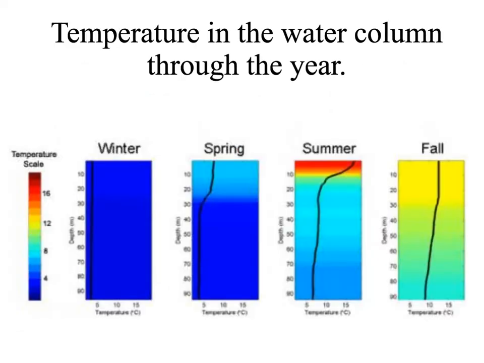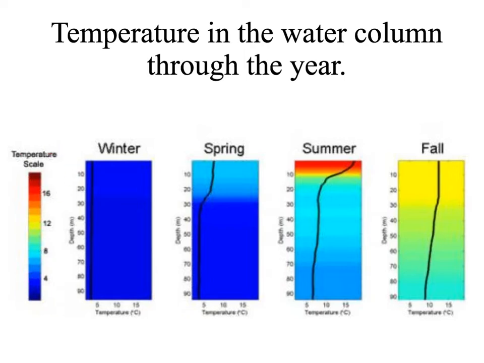Okay, let's take a look at the water column temperature throughout the year, as there's high amounts of seasonal variation. First, on this side of the slide, we see a temperature scale that will help us interpret the seasonal diagrams. The warmest temperatures are in red, the coolest temperatures are in blue.